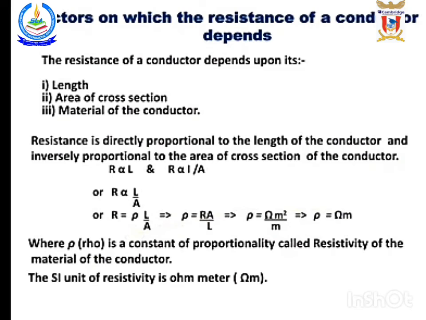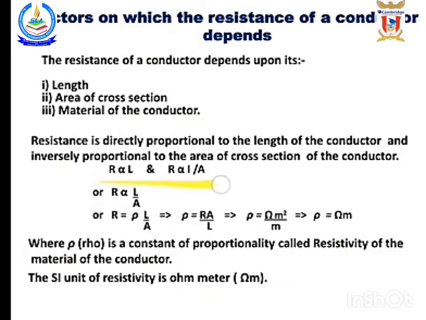Next is the factors on which the resistance of a conductor depends. There are so many factors, but these are three. First is length, second is area of cross section, and third is material of the conductor. First, length: resistance is directly proportional to the length of the conductor. If the length of the conductor increases, resistance also increases, and it is inversely proportional to the area of cross section. If the area of the conductor increases, resistance decreases.